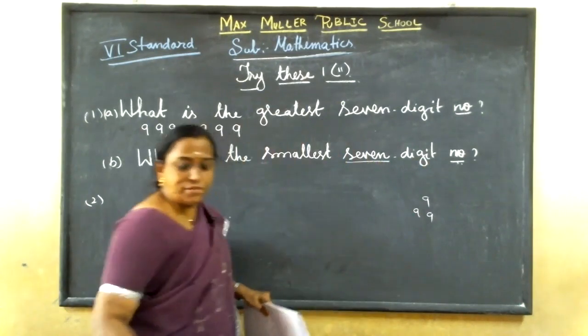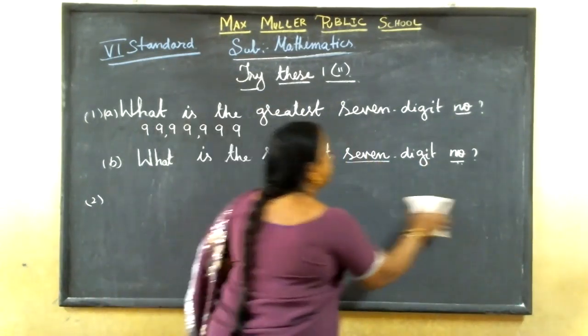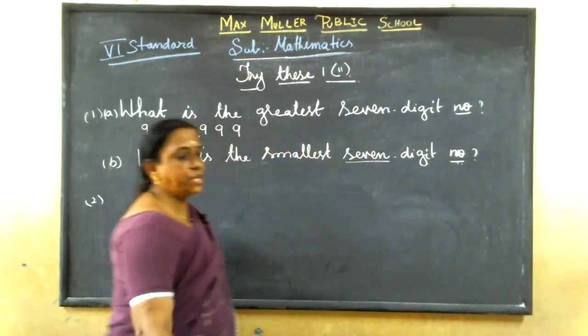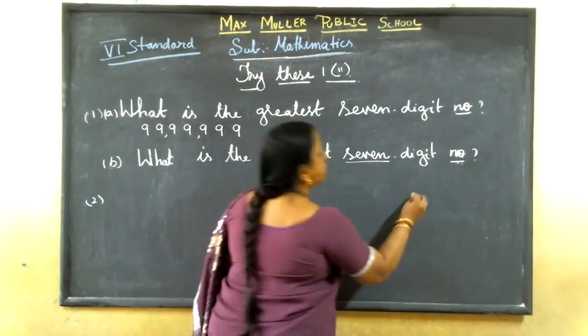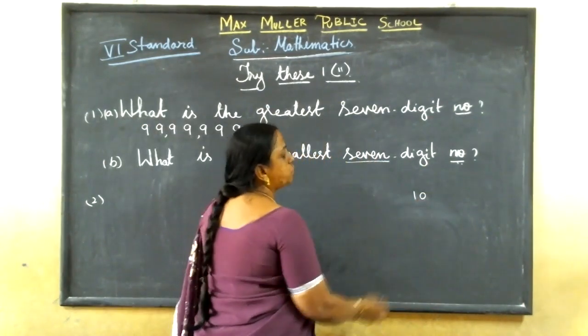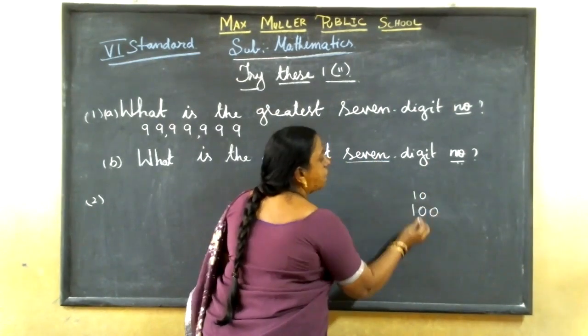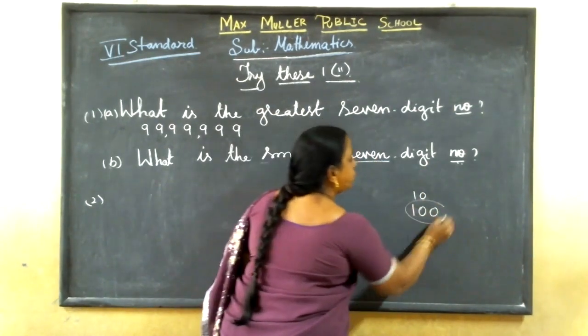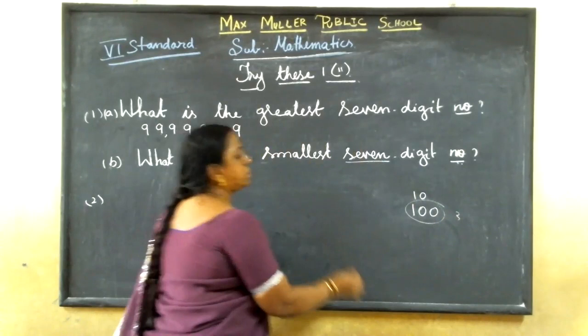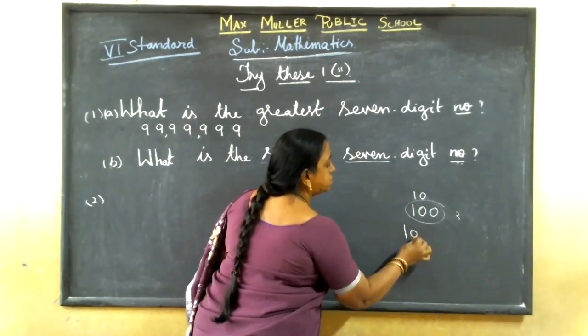Second one, what is the smallest 7-digit number? Totally it should be 7 digits. For example, the smallest 2-digit number is 10, the 3-digit number is 100. So totally it should be 3 digits. So the smallest 7-digit number is 1 followed by 6 zeros.